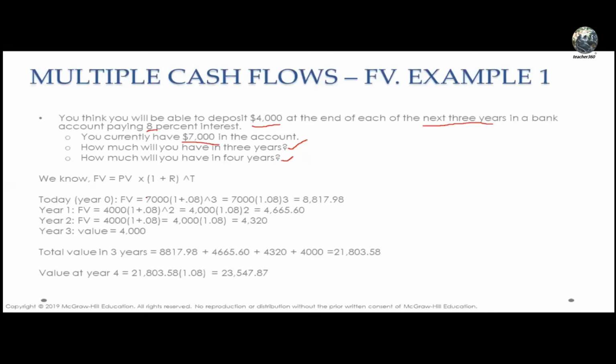So at year 0, you have 3 years remaining. So 7,000, your present value, times 1 plus 8% interest, to the power 3, the number of periods. So you will get your future value of $8,817.98.